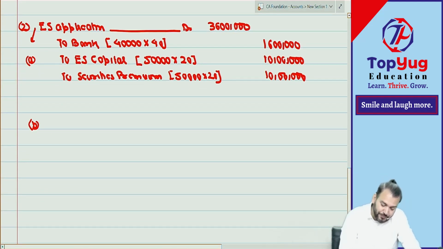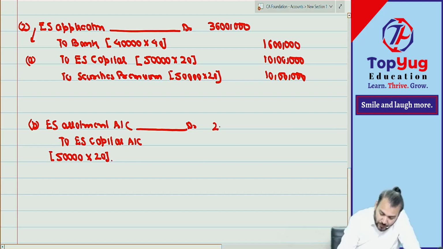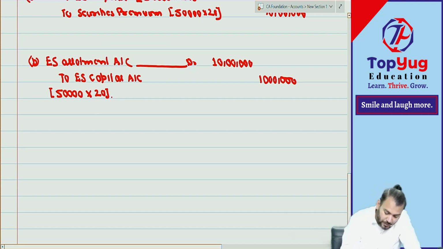Now allotment money will be due. Equity share allotment account debit to equity share capital account. For how many shares? What is the allotment money? 20. It will be how much? 10 lakh. Simple. Now we receive allotment money.